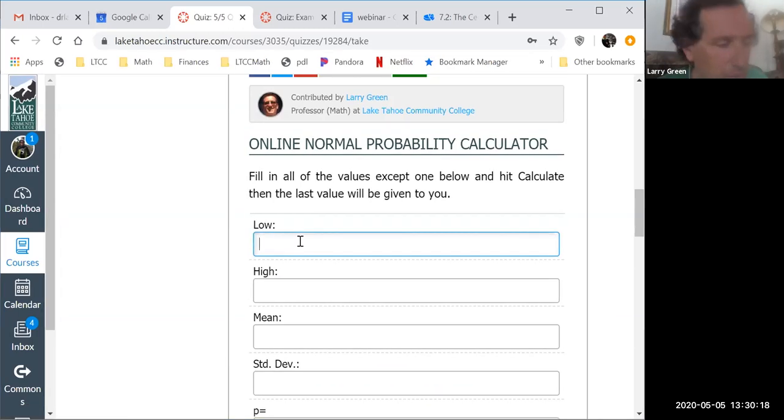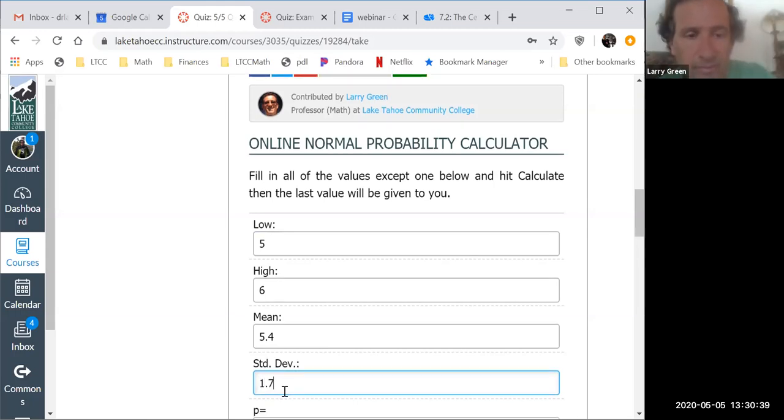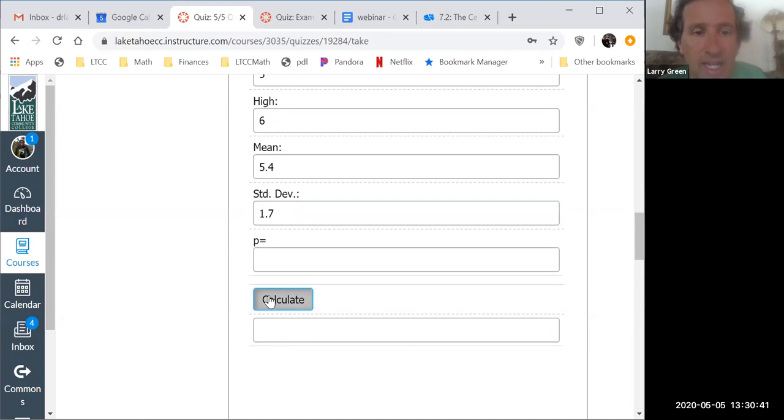And we want the probability that we're between 5 and 6. 5 for the low, 6 for the high. The mean was 5.4. And the standard deviation was 1.7. And I hit calculate. And there we go.